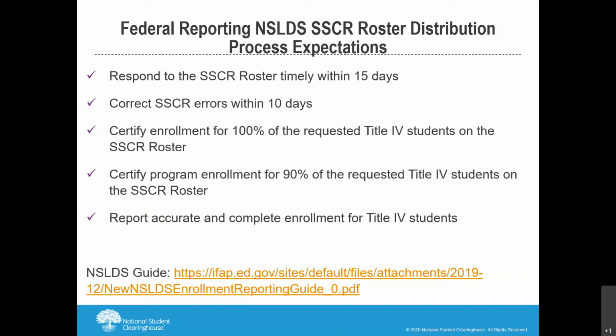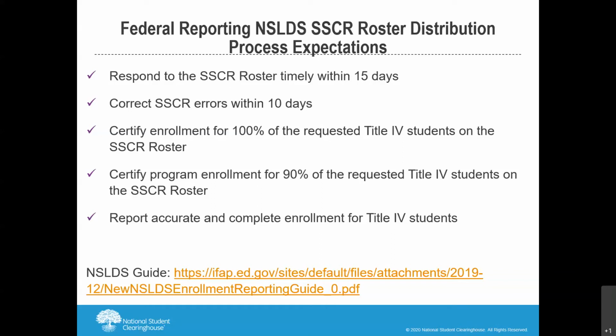Another expectation is to certify enrollment for all requested Title IV students. So that's something that's built into the Clearinghouse logic for responding to the SSCR roster distribution that Clearinghouse receives on your school's behalf from NSLDS. When NSLDS requests information on student A, we respond to student A. So that in and of itself is an expectation. And then certified program enrollment.